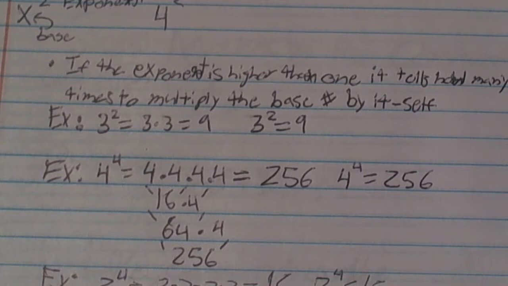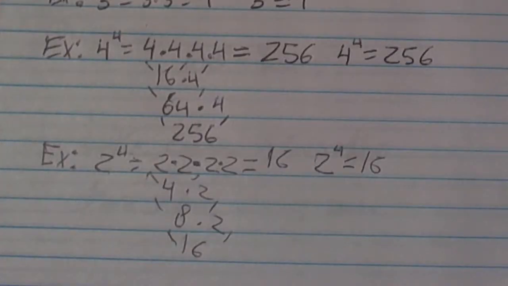So my last example is 2 to the power of 4. So again, you can just make 2 be multiplied by itself 4 times, or just write out 2 4 times and fill it in with multiplication. So 2 times 2 is 4, 4 times 2 is 8, and 8 times 2 is 16. So ultimately, again, 2 to the power of 4 equals 16.